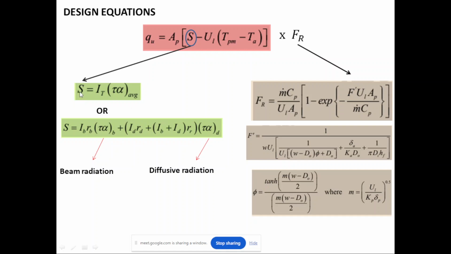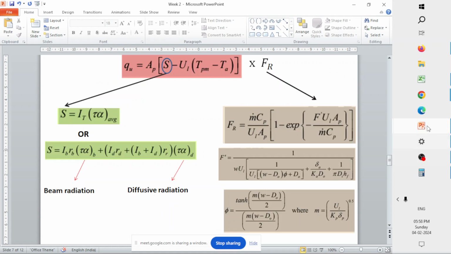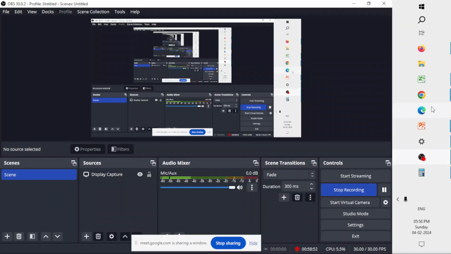So how do you calculate the value of S? S is your solar flux, a function of IT times tau alpha average. This can be expressed as IBRB tau alpha B plus IDRD plus IB plus ID total times RR of tau alpha D. This tau alpha D is due to diffusive radiation, and tau alpha B is due to beam radiation.